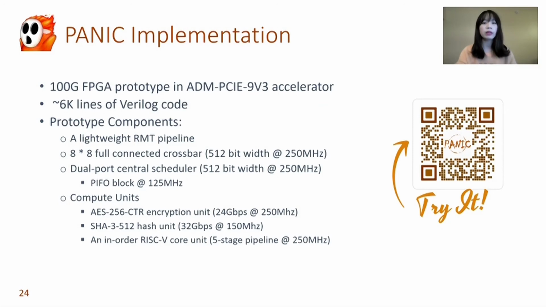We implement an FPGA prototype of Panic in around 6,000 lines of Verilog code, including all the components that I have mentioned. We have also implemented 3 offload engines in Panic, including 2 hardware engines and 1 RISC-V core engine. Our artifact is now public. Please try it out through the QR code.